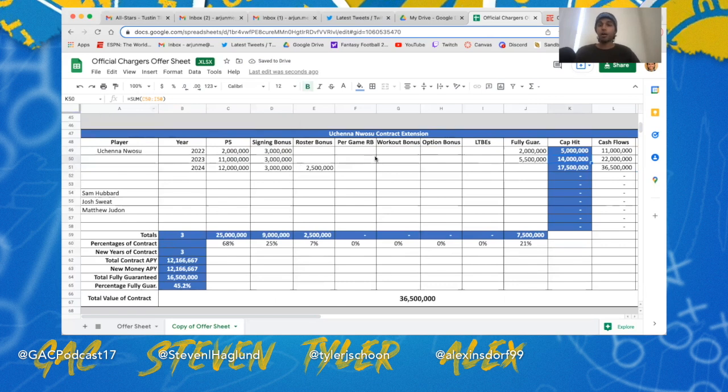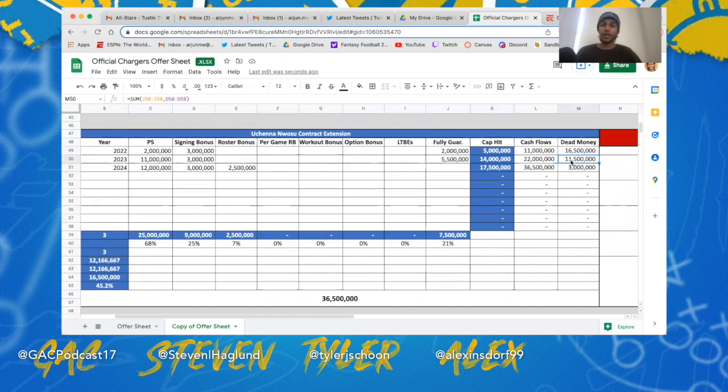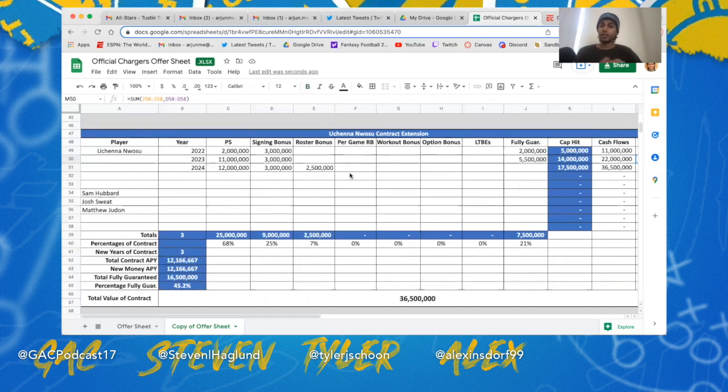And then I partially guaranteed his year two, meaning we're not going to cut him, because you're not going to cut someone with an $11.5 million dead cap. But in year three, again, we're not guaranteeing any money. And so if they really wanted to cut him in year three, they could. So again, for the Chargers, they like to have really low year one cap hits.